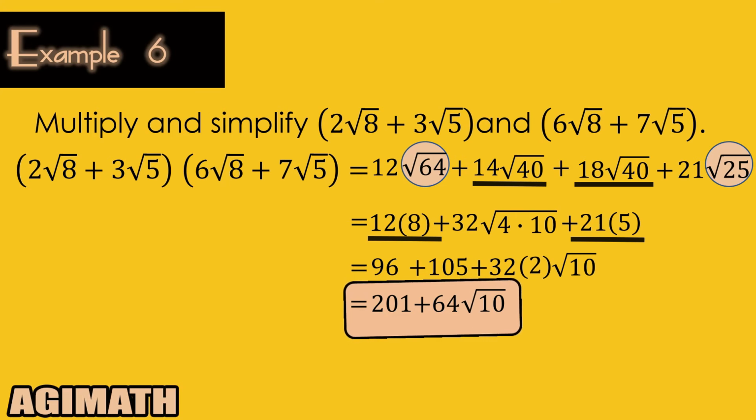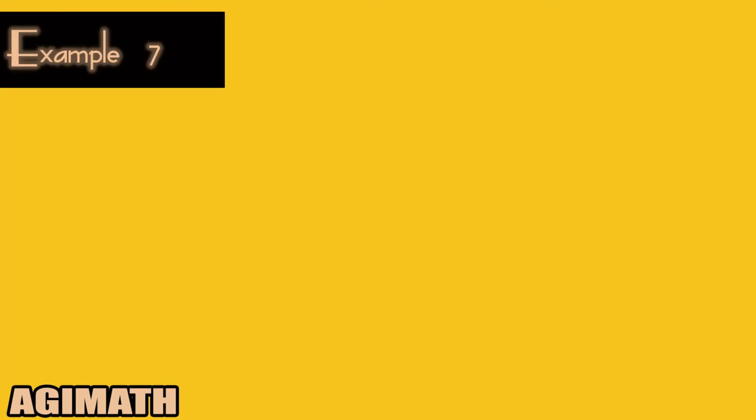Example 7. Simplify square root of 2 times the cube root of 2. The problem looks very simple because we only have two terms. Square root of 2 and the cube root of 2. But if you are going to check their indices, they are not the same. Index is 2, the other index is 3.